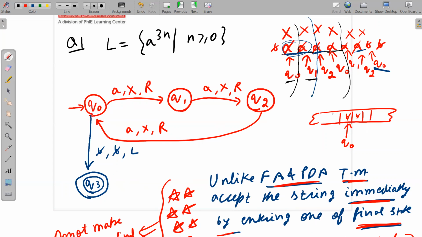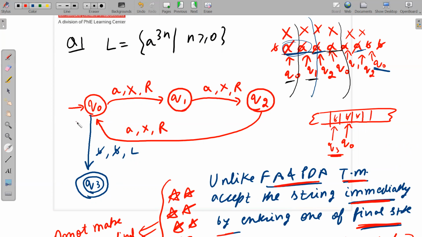So let me say here: Q naught on reading blank moves one symbol to the left. The state will be Q3, and obviously there will be a blank also. As soon as the state is Q3, that is a final state, the string will be accepted. I hope I have made the point clear. On the contrary, if you make Q naught final, that means initial is final, so each and every string will be accepted. I have repeated this concept many times, so please note it down: do not make the initial state final in case of Turing machines.